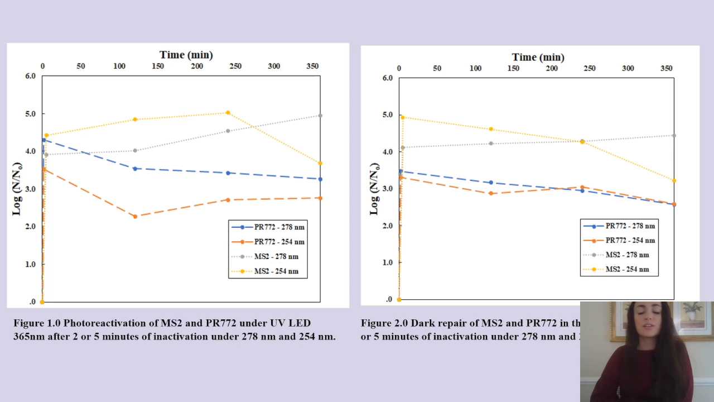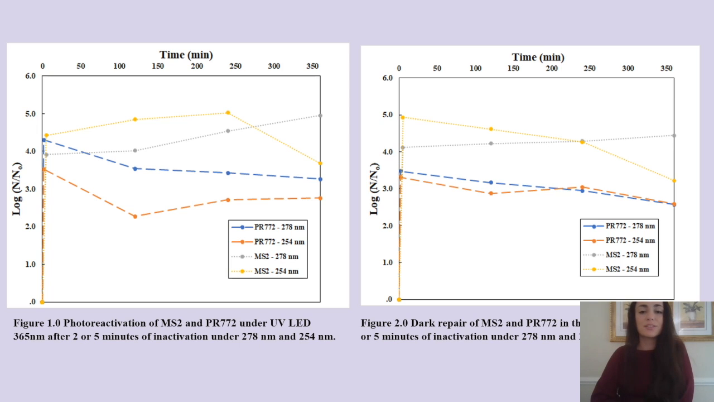Figure 1 demonstrates a log reduction of PR772 and MS2 versus time, which shows the effectiveness of inactivation. The initial inactivation under 278 nanometers or 254 nanometers took place from time 0 to 2 or 5 minutes. For the remainder of the time, samples were placed under 365 nanometers to see if the log reduction from the initial inactivation would decrease, showing regrowth.